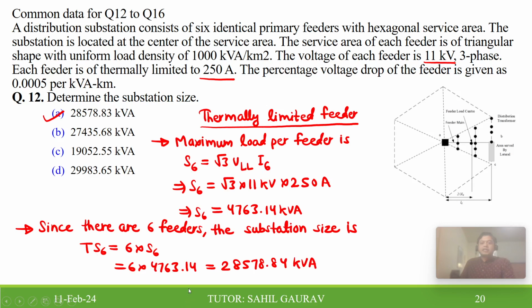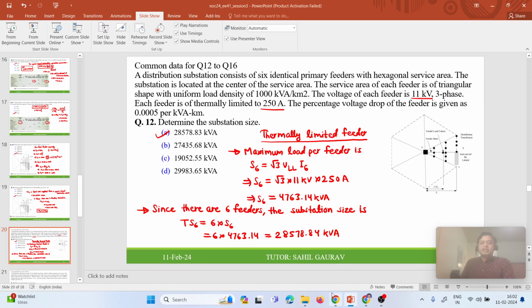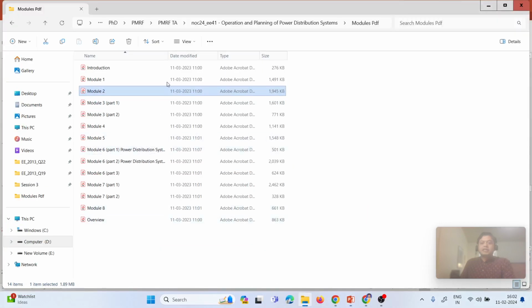Sir, I have a doubt here. In one of the slides, the TS6 was represented as 6 by root 3 DL square by 6, and here you are multiplying directly by 6, not by root 3. What's the difference? Which slide? In Ganguly sir's slide number 45.